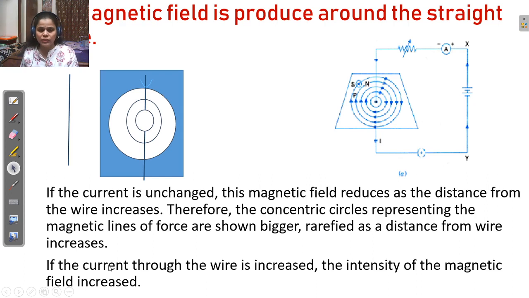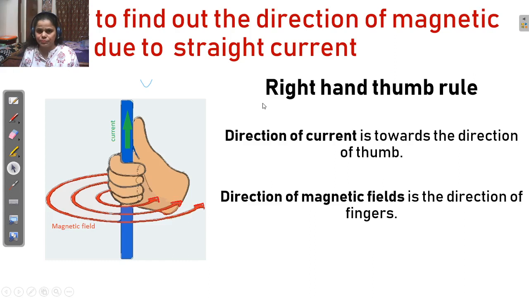If the current through the wire is increased, for example to 2 ampere, then the intensity of the magnetic field also increases. That means the intensity of the magnetic field depends on the current. So then how do we find the direction of the magnetic field due to a straight conductor?